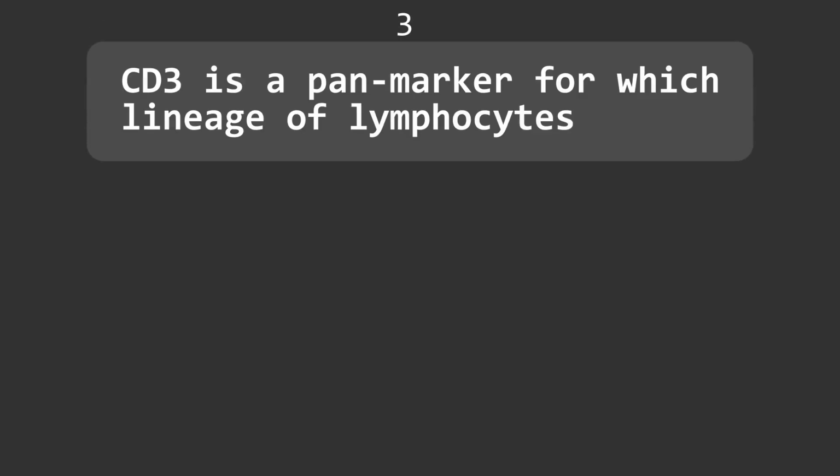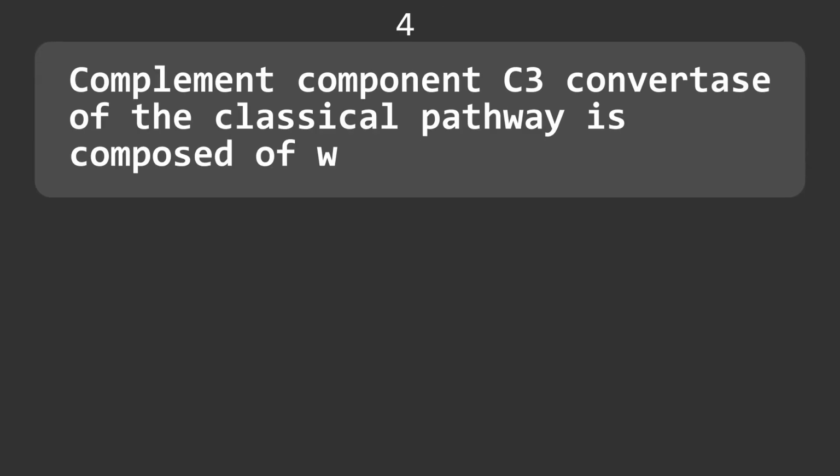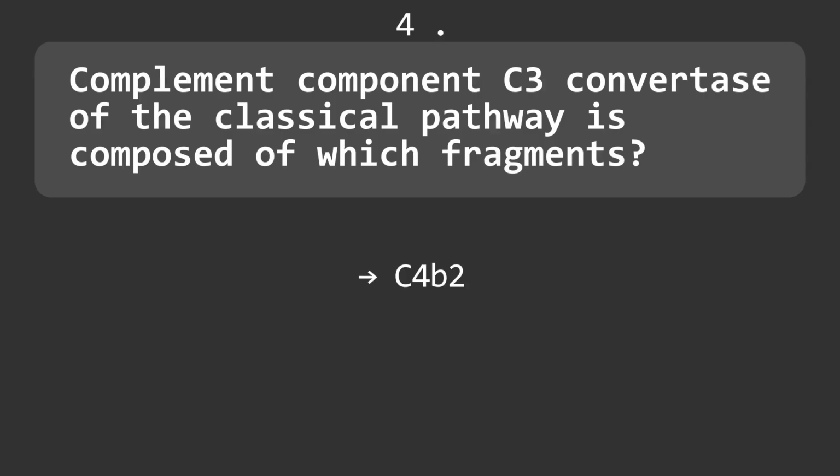CD3 is a pan-marker for which lineage of lymphocytes? T cells. Complement component C3 convertase of the classical pathway is composed of which fragments? C4b2a.